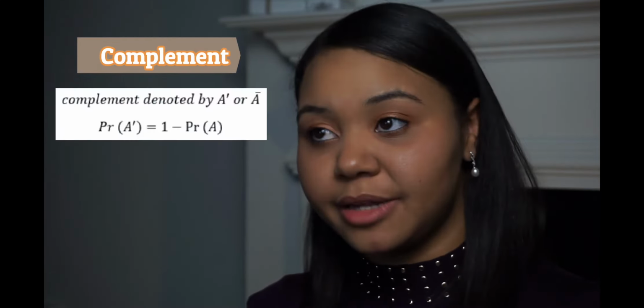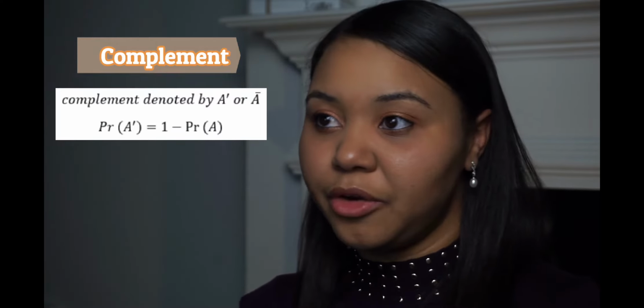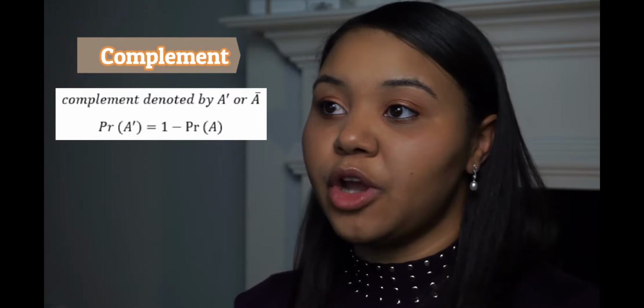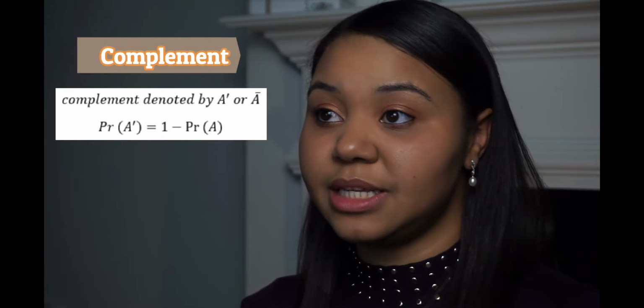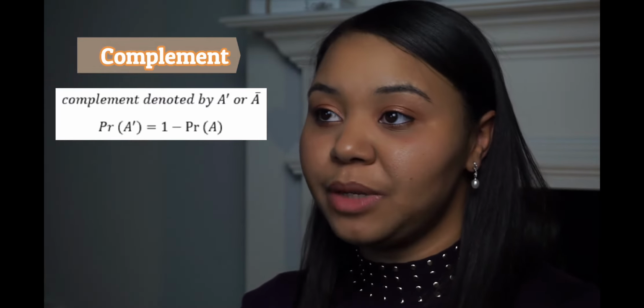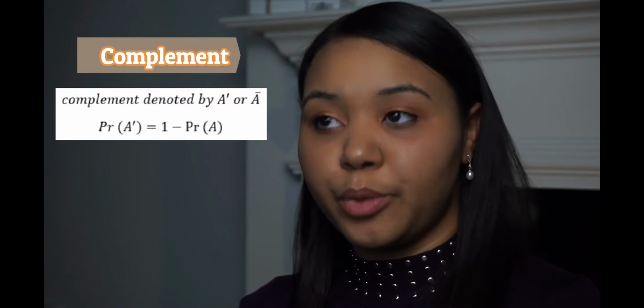The complement of an event is the probability of the event not occurring, and is found by 1 minus the probability of the event occurring. For example, if we know that the probability of selecting member A from the 5-member list is 0.2, then the complement is 1 minus 0.2, which equals 0.8.